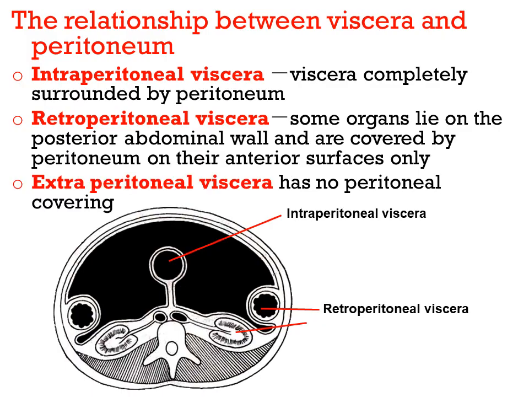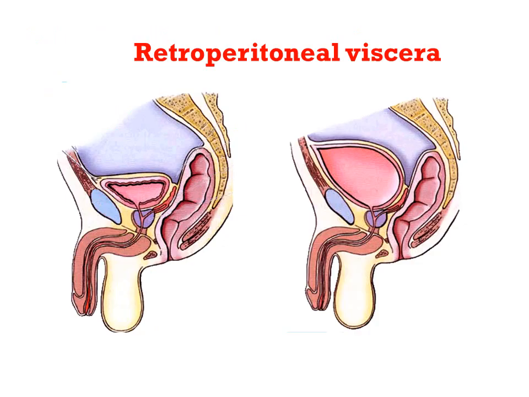Extraperitoneal viscera are those that have no peritoneal covering. Here, they are covered by peritoneum only on the anterior surface. We have, for example, the upper part of the rectum, the upper surface of the urinary bladder, and so on.